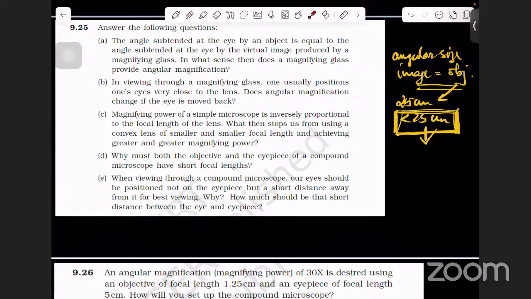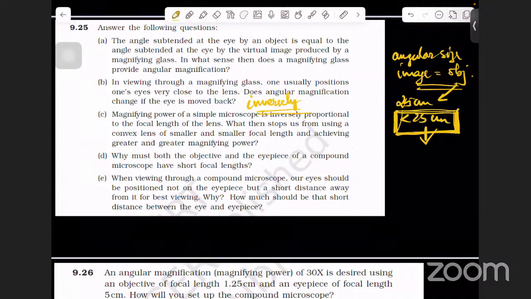Now, in viewing through a magnifying glass, one usually positions one's eyes very close to the lens. Does angular magnification change if the eye is moved back? So the answer to this question is yes, the angular magnification changes. As the distance between the eye and the magnifying glass increases, the angular magnification decreases. So it is inversely proportional.